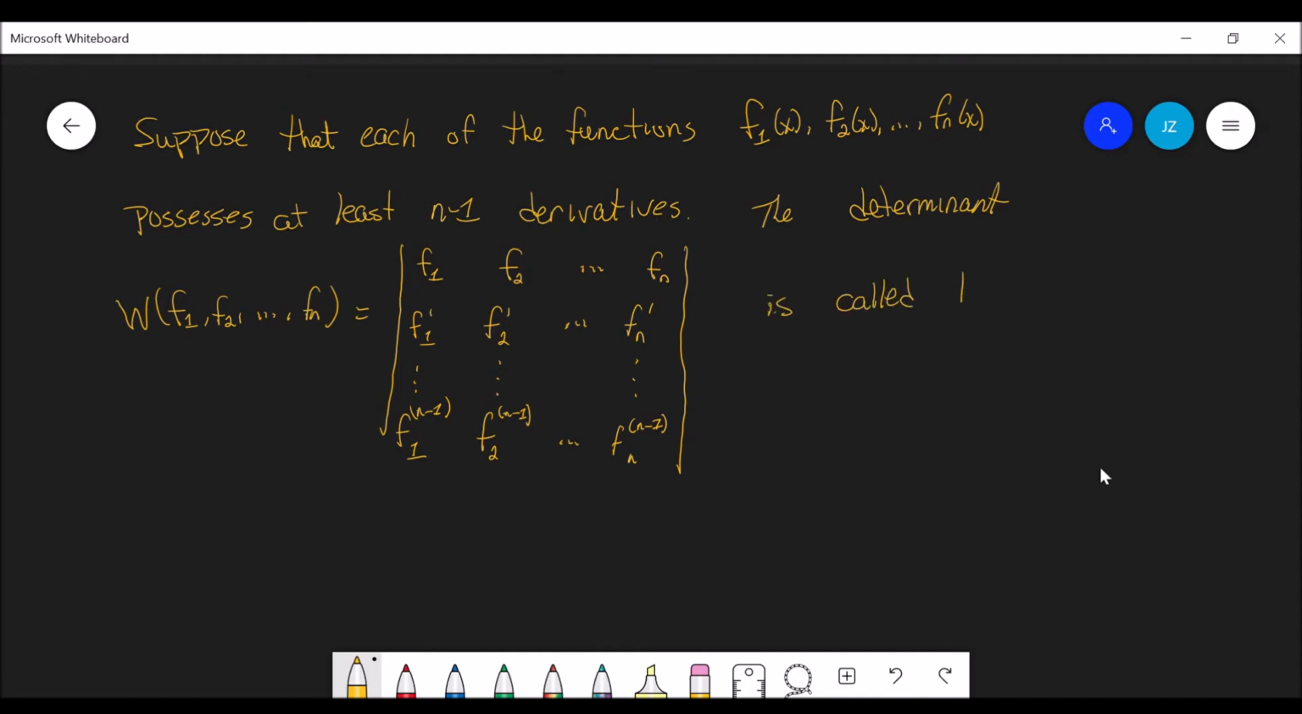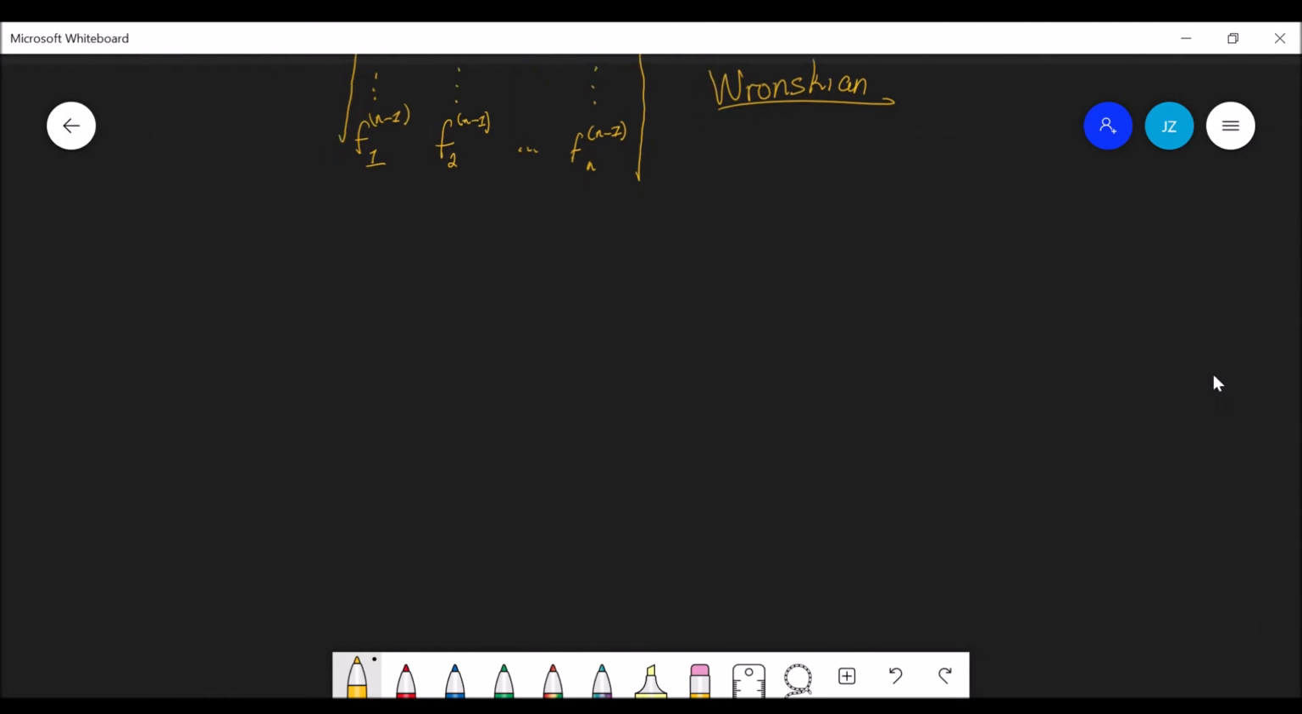This is called the Wronskian. Named after the Polish philosopher and mathematician Józef Maria Hoene-Wroński. I probably butchered that pronunciation. So we use the Wronskian to determine whether a set of functions is linearly independent. And we do so using the following theorem.